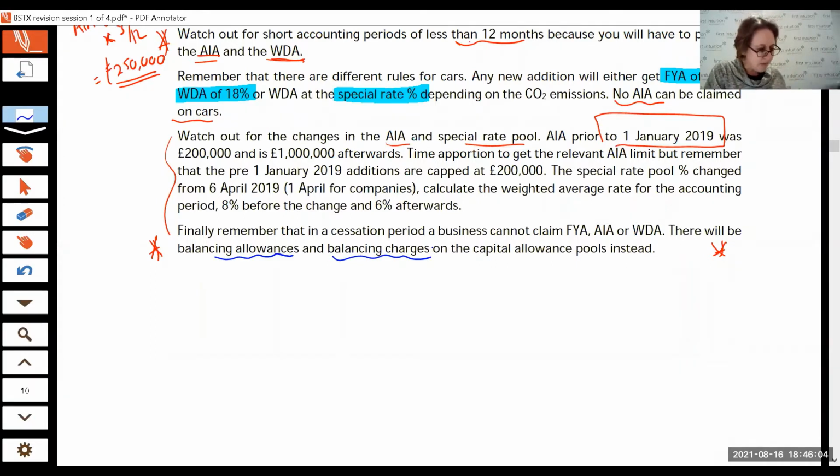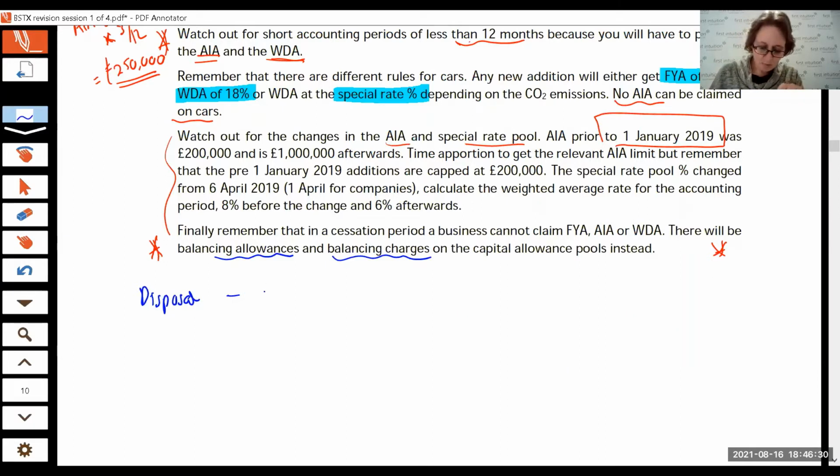Now, there were a few other things I thought we might just revise before we get into this question that we're going to do. So can anybody remind me what happens if we have a disposal of an asset? What do I put in there? Do I include the disposal proceeds? Do I dispose of the cost of the asset? How does that work? Does anybody remember the rule on disposals?